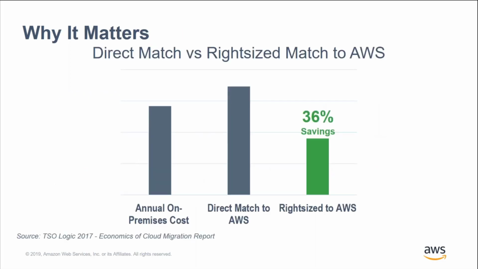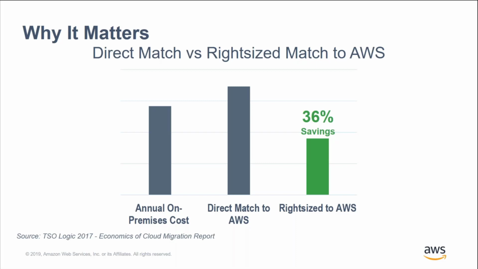So why does it matter, direct match versus right-sizing on AWS? TSO Logic statistically analyzed over 100,000 on-premise OS instances deployed across 20 companies evaluating cloud migration. These organizations range in size from a few hundred to thousands of employees and span multiple industries. The analysis captured hundreds of millions of data points over 6 months to develop a fine-grained model of their real-world OS utilization, usage, and provisioning levels.